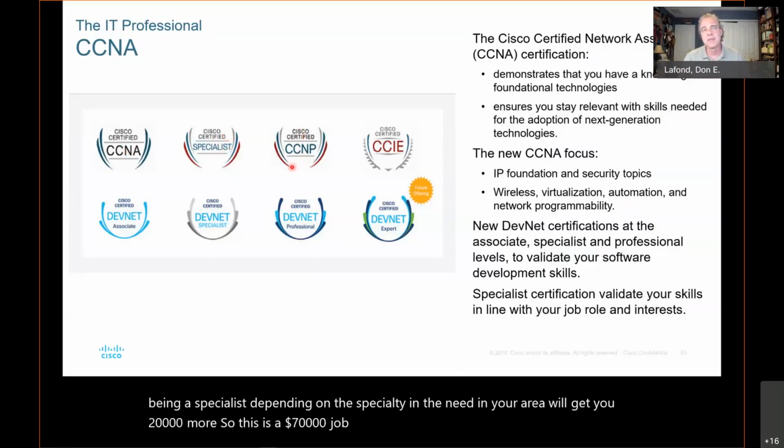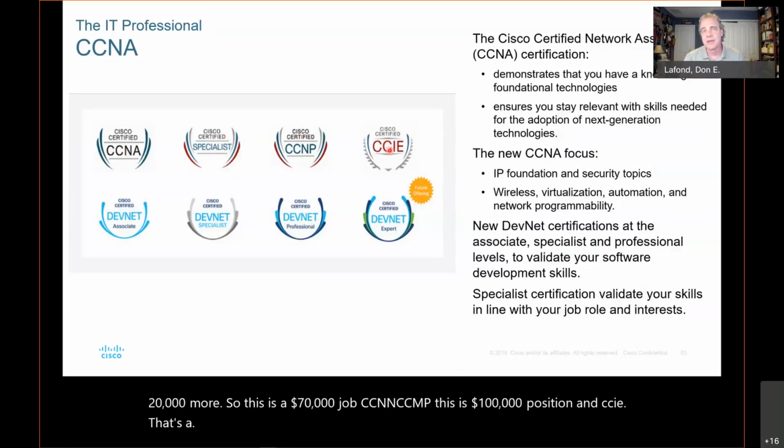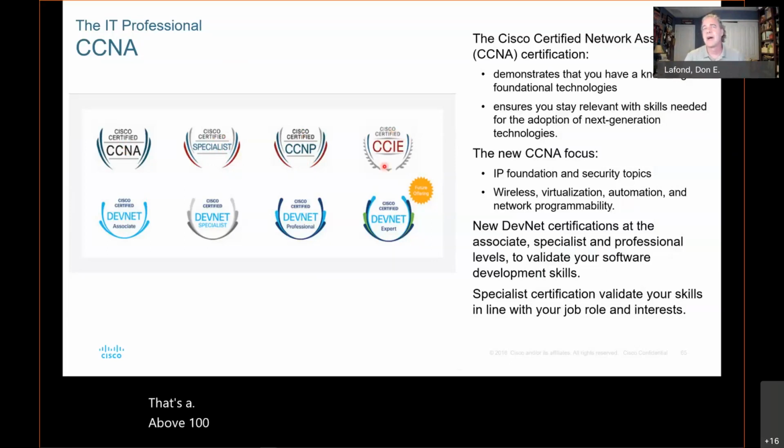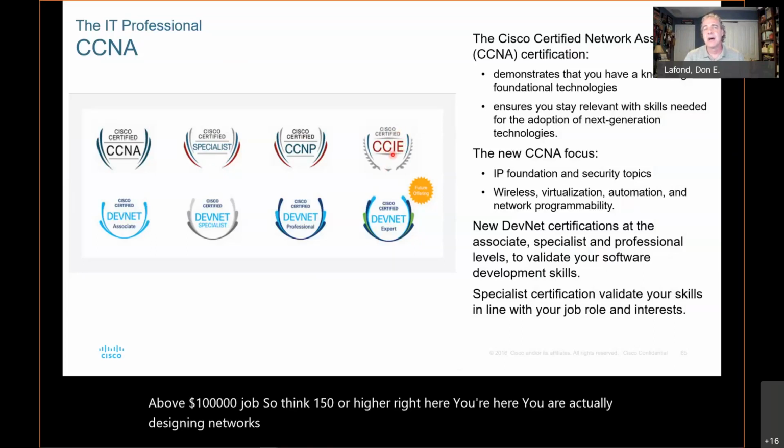CCNP, this is a $100,000 position, and CCIE, that's an above $100,000 job. So think 150 or higher, right? Here you are actually designing networks. You are actually the engineer designing the future of networking.